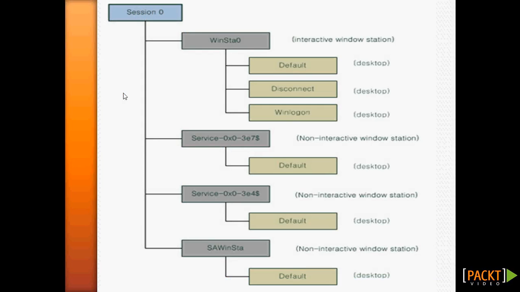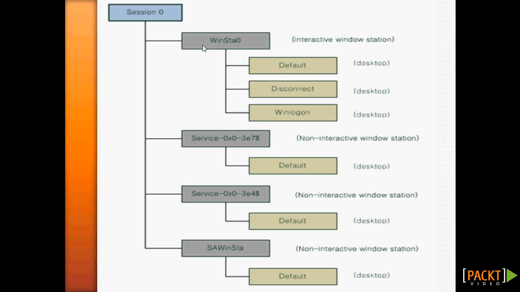Here is a technical block diagram of the Windows desktop. Now, the Windows desktop is divided into multiple sessions, out of which session 0 represents the console. The other sessions represent remote desktops. These sessions are further divided into stations, out of which WinStation 0 is the only interactive Windows station. These stations are further divided into different desktop environments, which we see in front of us while working on Windows.